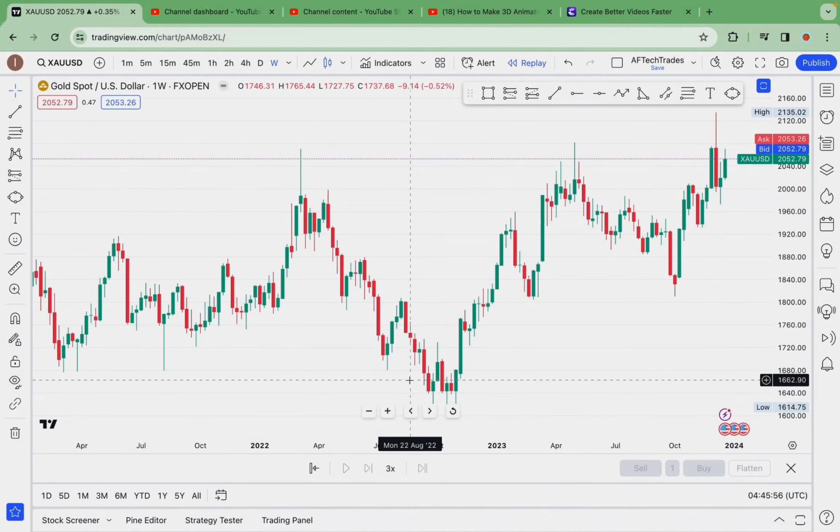Welcome back. As I said earlier, this is going to be a continuation of our part 1 on Fibonacci retracement.